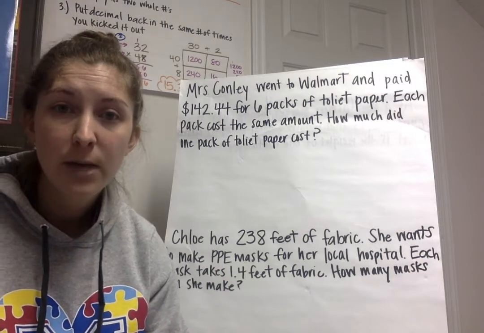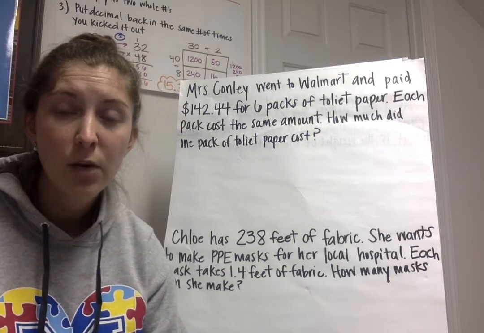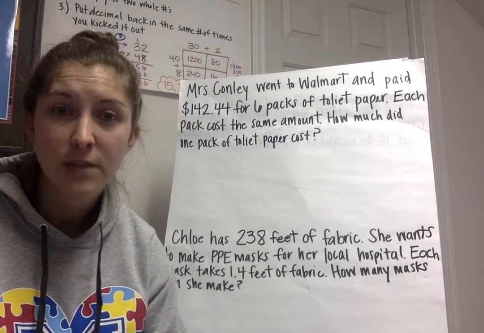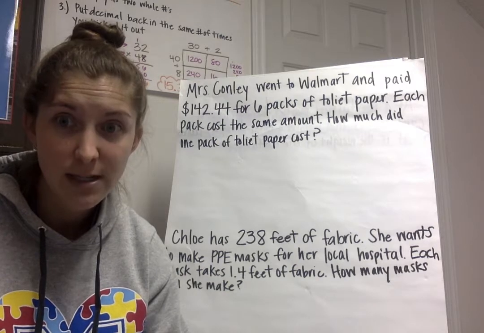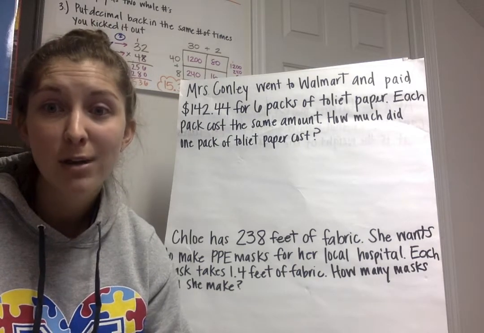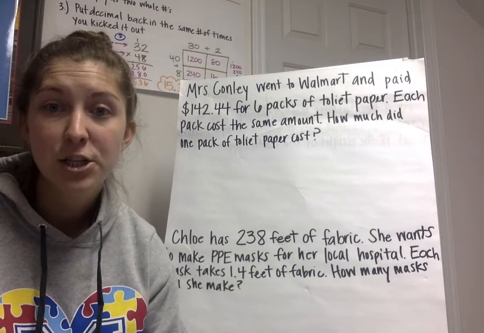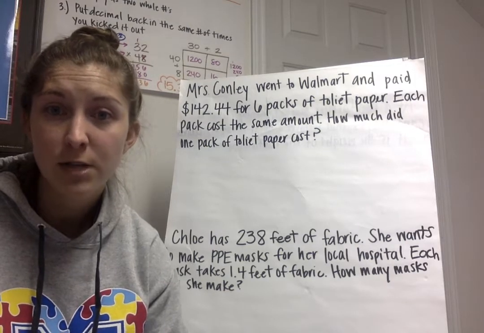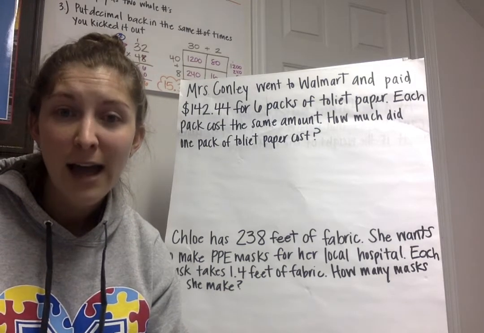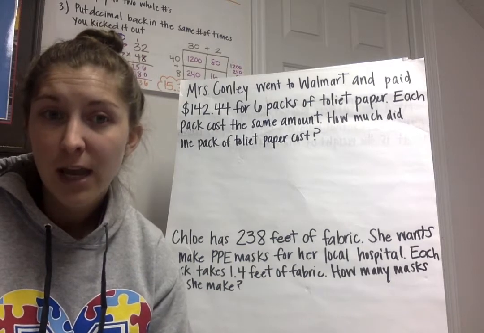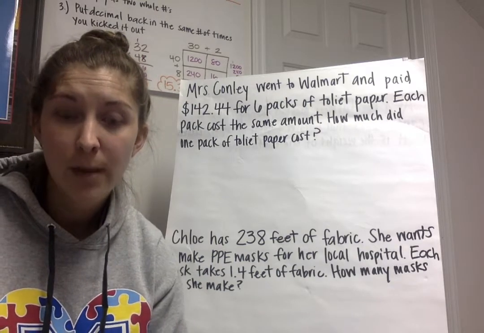So Miss Conley went to Walmart and paid $142.44 for 6 packs of toilet paper, because we know that's a big deal right now. So she bought 6 packs of toilet paper, and she paid $142.44 for it. Each pack cost the same amount. How much did 1 pack of toilet paper cost?